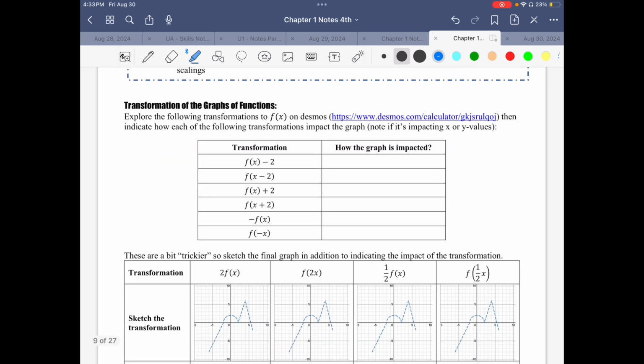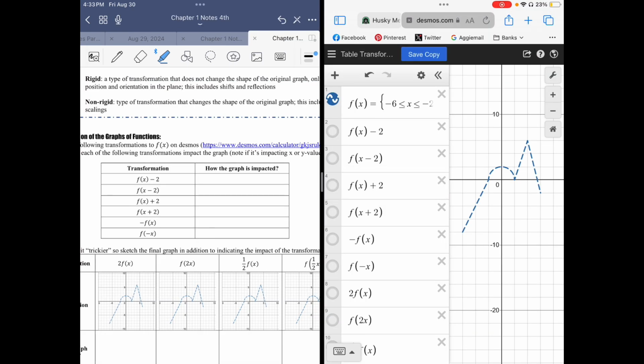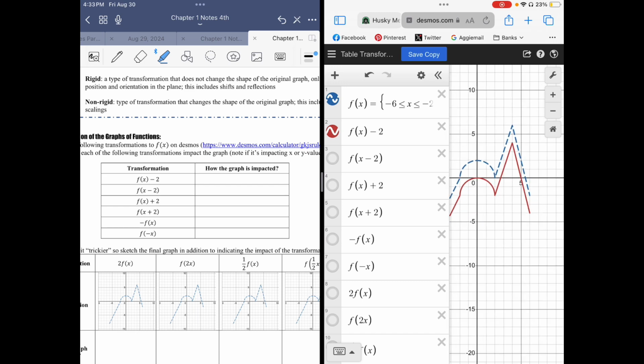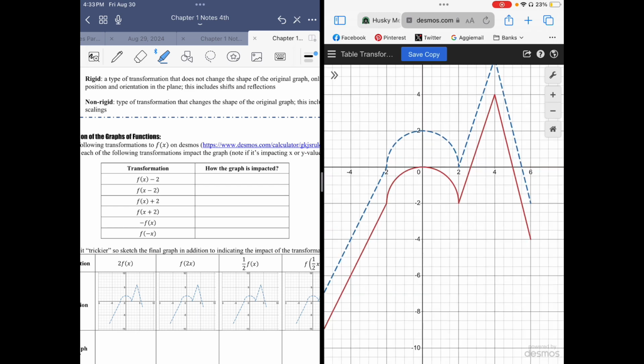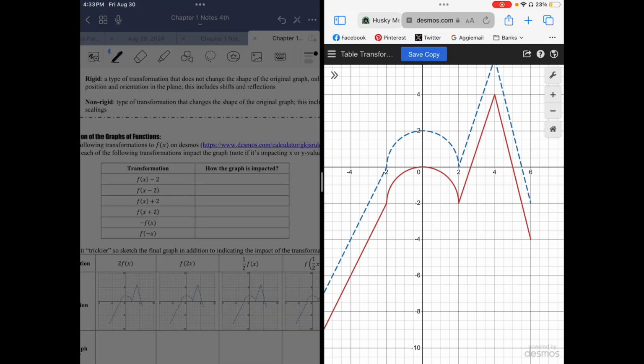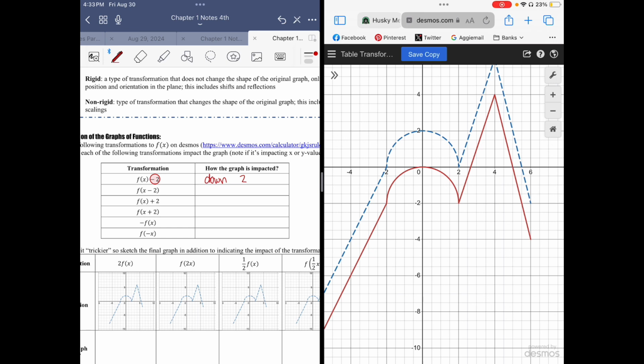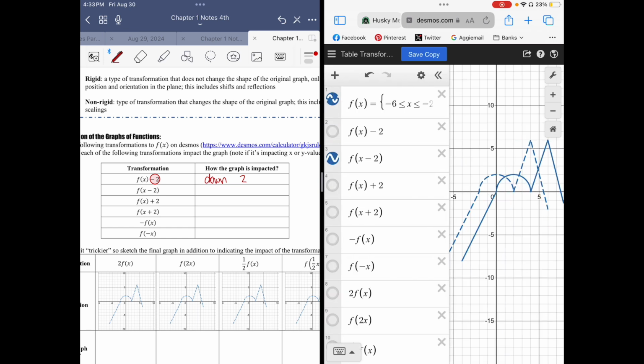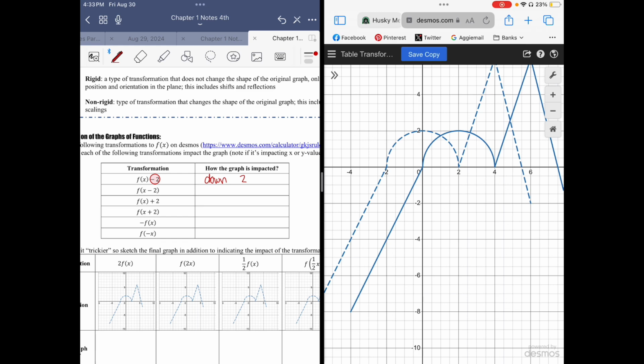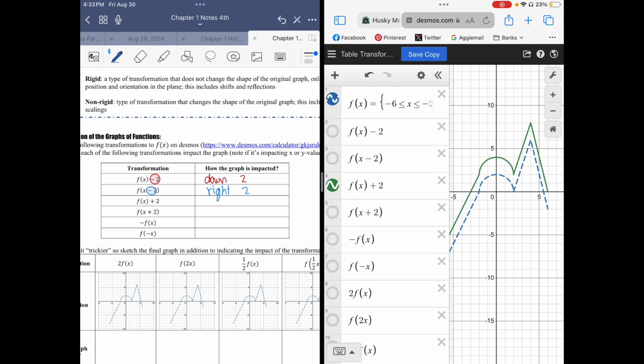If you have time to follow along with the exploration on Desmos, I would recommend it. See how the graph is impacted when we just have f of x minus 2. Hopefully you guys can see this well enough. As you can see, the red one is the one that has been altered. And of course, it is just shifted down 2. And then if we switch which one we're viewing to where it's inside the function, this one does not just shift it down. This one, of course, shifts it to the right 2. You can go through these if you would like.